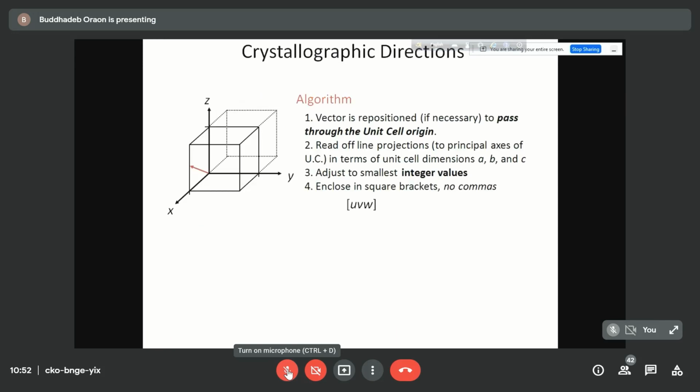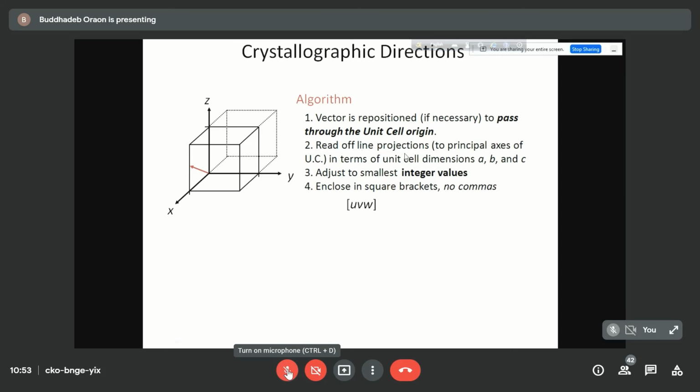Now, if it is not in the first quadrant, but in some other quadrant, then appropriately you have to denote that, make the direction vector, and find out the direction. So these are the steps. Sometimes we may have to reposition the vector if necessary to pass through the unit cell origin. So first we will locate the origin. We must take a reference, and the reference will be the origin. Sometimes it has to be repositioned.